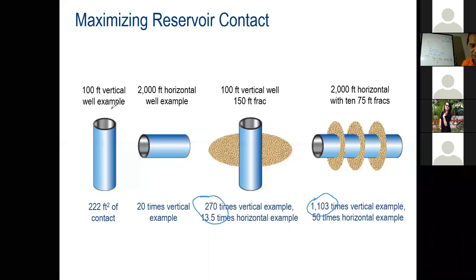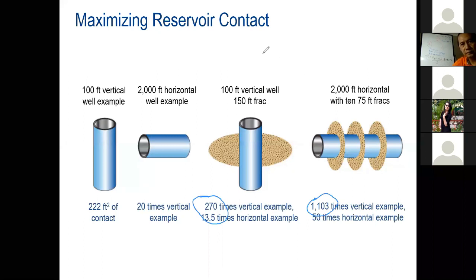Right? So that is the power of a frac. I would say that's a number. The number is 270 times the frac contact area when compared with a vertical well without frac, right? And that is how frac can reach more reservoir contact and can improve production as well, other than all this skin and FCD and stuff that we were talking about just now, all right?